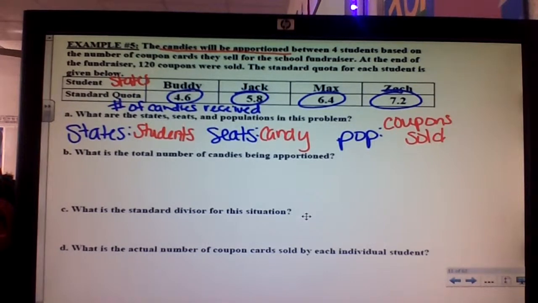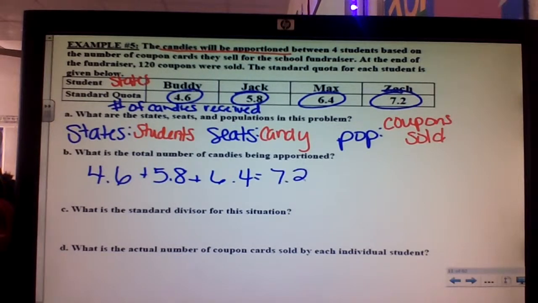Okay, when they give you the standard quota, you have to be careful. You have to understand what they're telling you. Okay, so now in part B, they want the total number of candies that they're giving out. Well, how do I find that then? Add these up. Your standard quota is your candies. So 4.6, 5.8, 6.4, 7.2. How many candies are we giving out? 24.